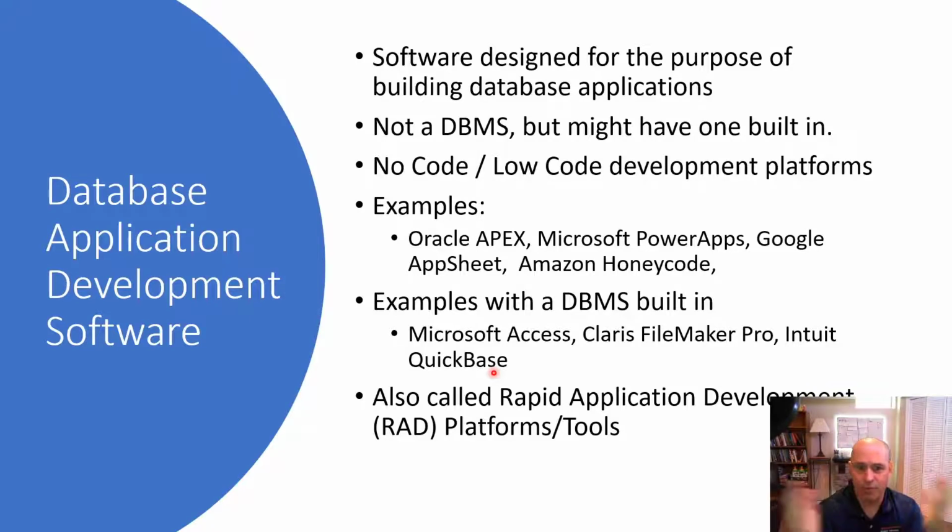These also have names like Rapid Application Development, or RAD platform or RAD tool. A platform is usually a fully integrated framework, whereas a tool might just be one piece of it. So a RAD tool, for example, might allow you to build a screen and then tie it to the database. A RAD platform would do all of that plus user management plus menus plus more.